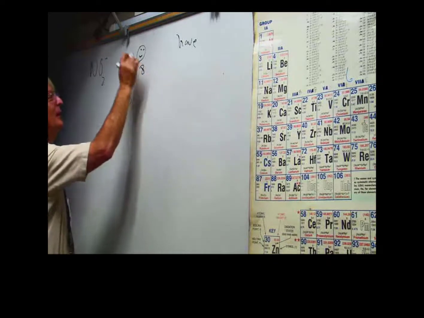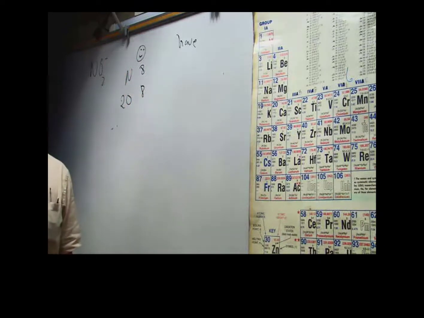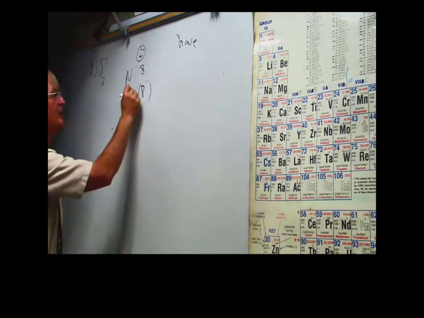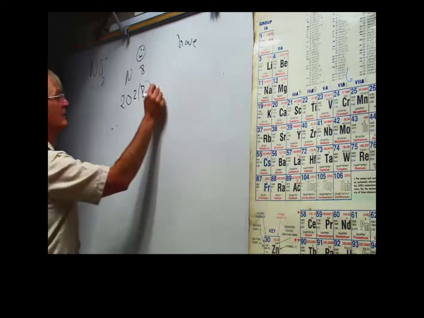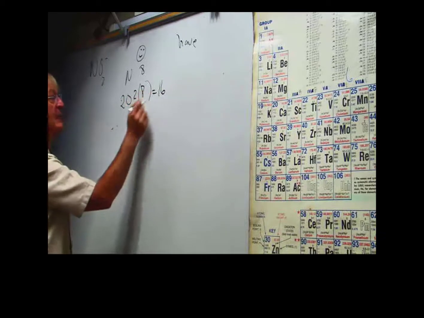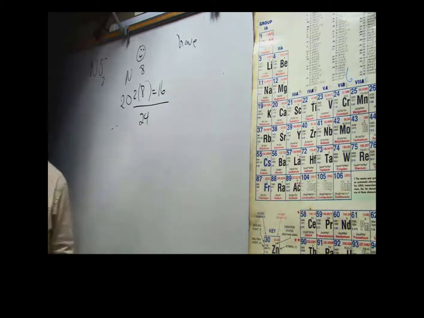The nitrogen would be happy with 8. The oxygen would be happy with 8. There are 2 oxygens. So that means the oxygens would take 16, added on to the 8. My happy number is 24. Everybody okay with that?